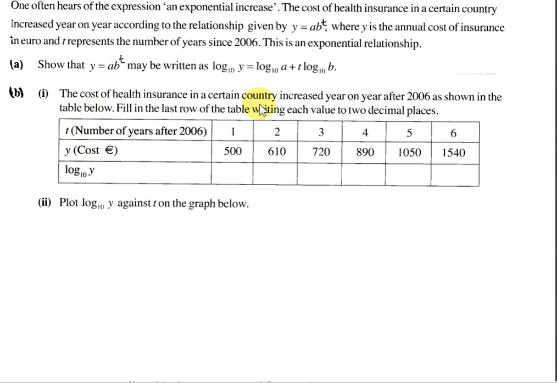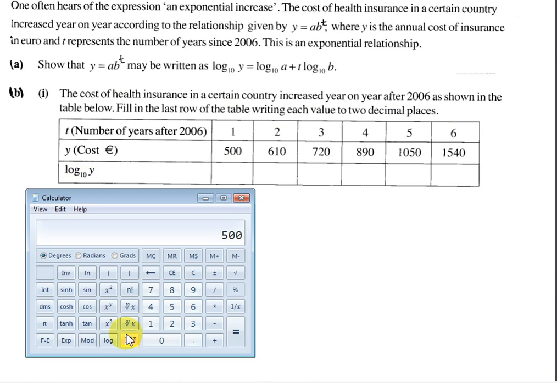The cost of health insurance in a certain country increased year on year after 2006 as shown in the table below. Fill in the last row of the table, writing each value to 2 decimal places. So again, this is like the carbon dating example. We have to calculate the log of a set of numbers, and the difference here is we're getting log to the base 10 instead of log to the base e or ln. So the log button on the calculator means log to the base 10. The subscript 10 is not shown, but that's what it is. So we want a log of 500 to 2 decimal places. To 2 decimal places we get 2.70.